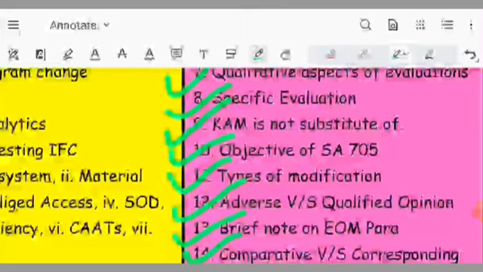What is the difference between them? Firstly, I will tell you the definition, right? In the corresponding figures, the opinion in the audit report which you have to provide is regarding the current year only and not of the prior periods. Like if the financial statements give the data of 1920 and 2021, you have to report just on 2021, not 1920. But in comparative financial statements you have to report on 1920 and 2021, and even if there is any other previous year data, you have to report on all the data, right?